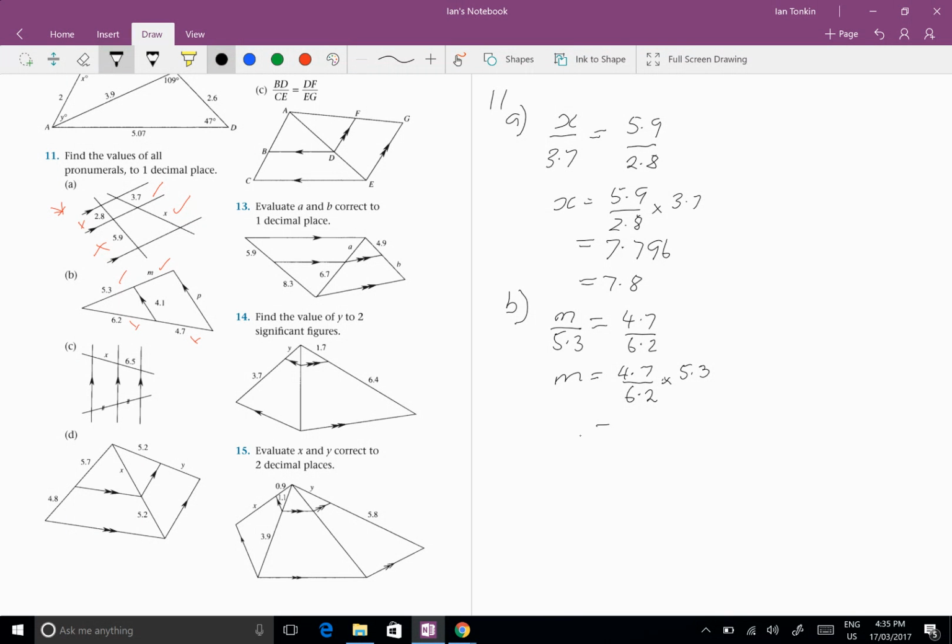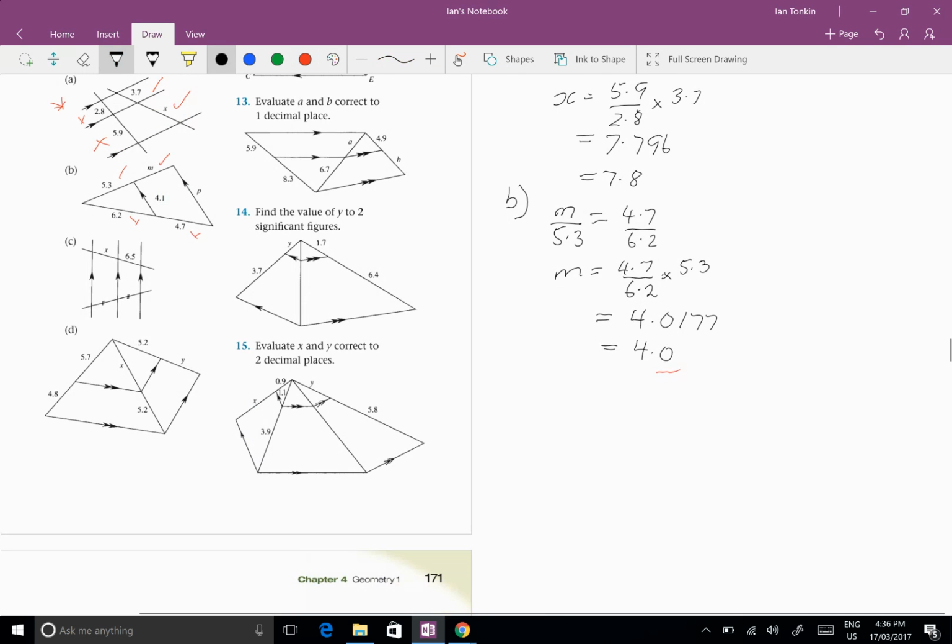And I get 4.0177, which will be 4.0. And what does Margaret say? She says 4.0. Please don't ignore the 0, ladies and gentlemen. Don't just write 4.